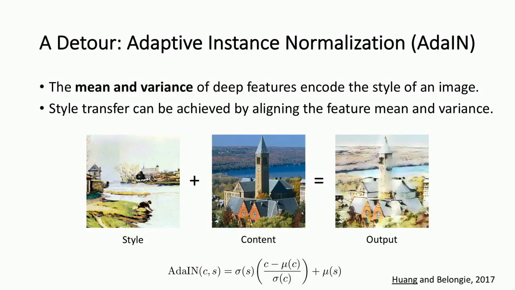But before that, I want to take a detour on one of my previous works about style transfer. Style transfer is related to image-to-image translation, but it's mostly focused on the artistic domain. Given a content image, for example a photo, and a style image, for example a painting, we want to render the content image in the artistic style of the style image.